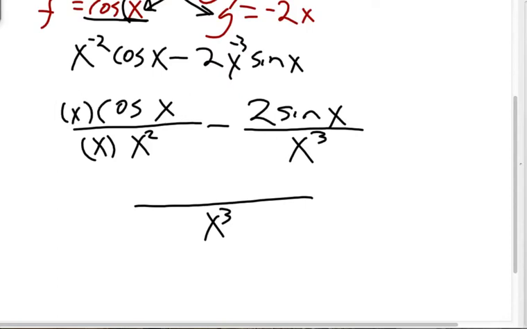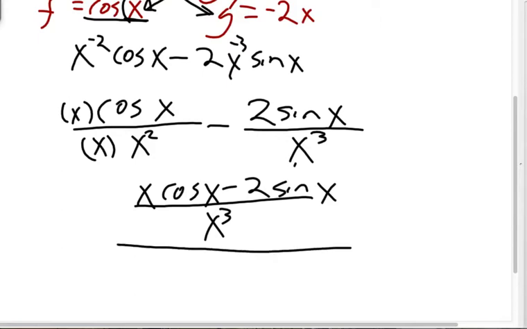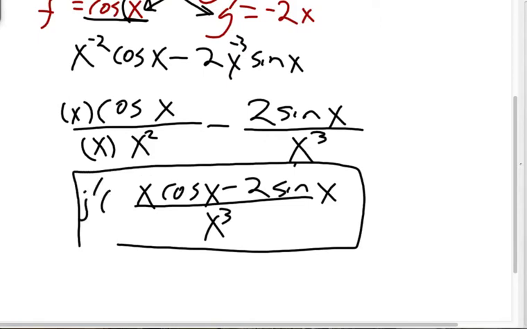So I have to multiply this one by x. And you can sort of see what's going to happen here. x times x squared gives me x cubed. So I've got x cosine of x minus 2 sine of x, and that is the derivative of my function.